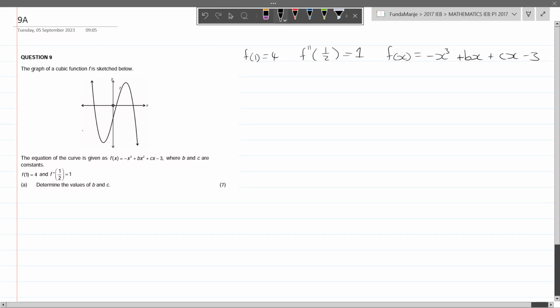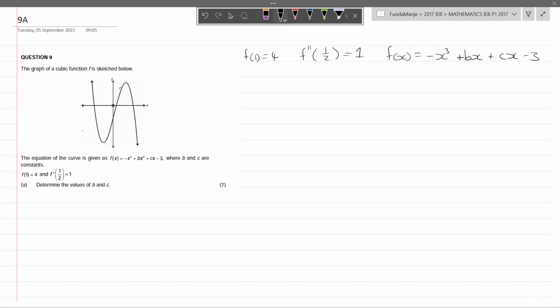So question 9 says the graph of a cubic function f is sketched below. The equation of the curve is given as f of x equals minus x cubed plus bx squared plus cx minus 3, where b and c are constants. When x is 1, y is 4, and on the second derivative of this function, when x is a half, the value is 1, which is positive. Cool. So we have to determine the values of b and c, the only two unknowns in the equation.